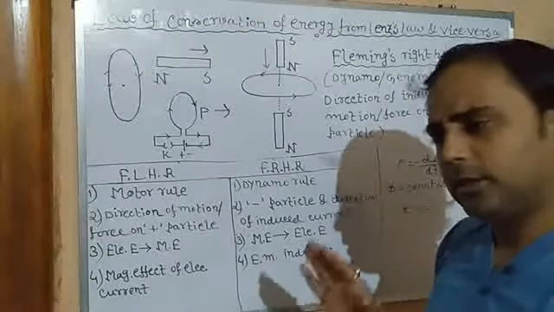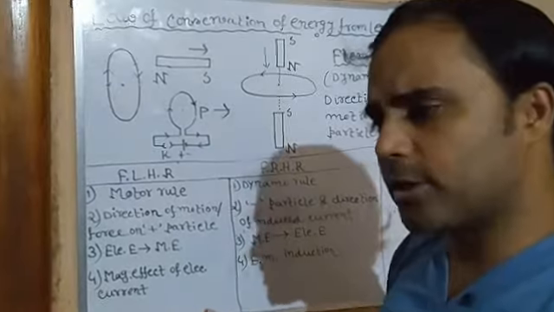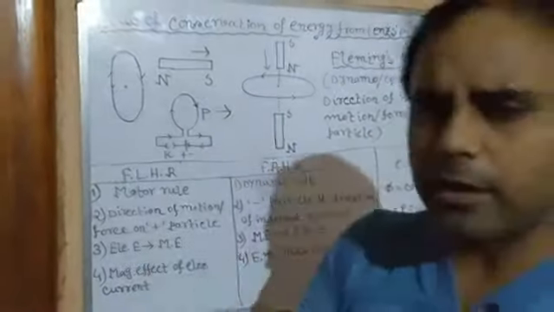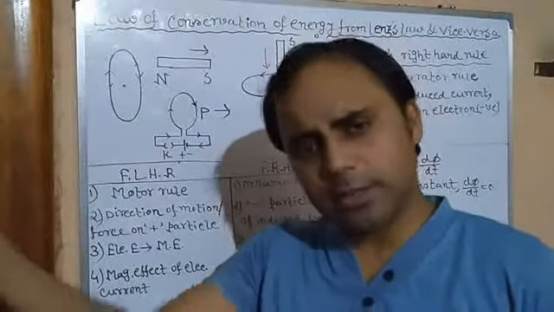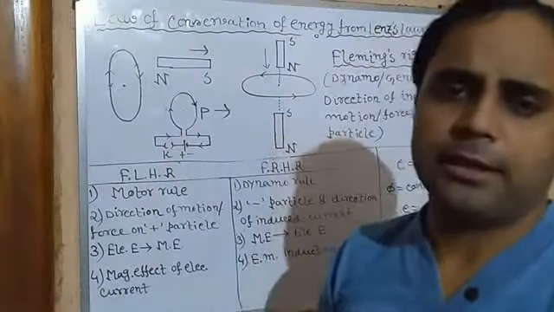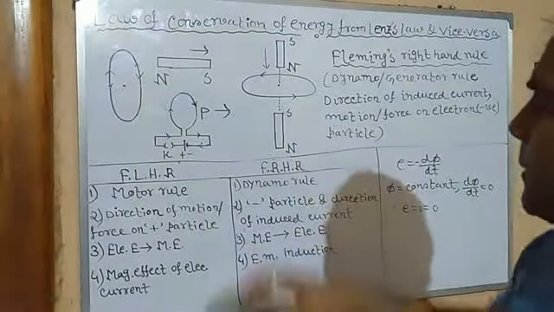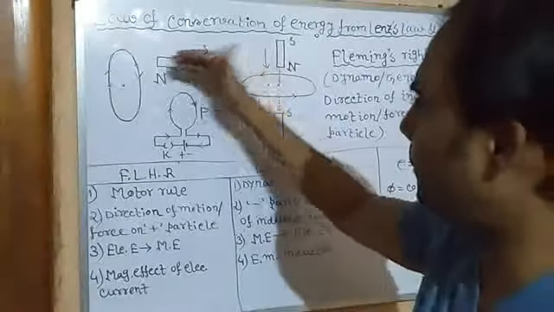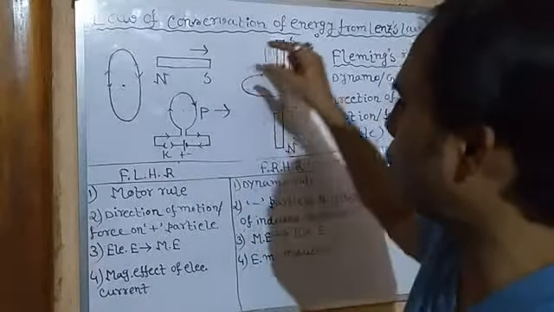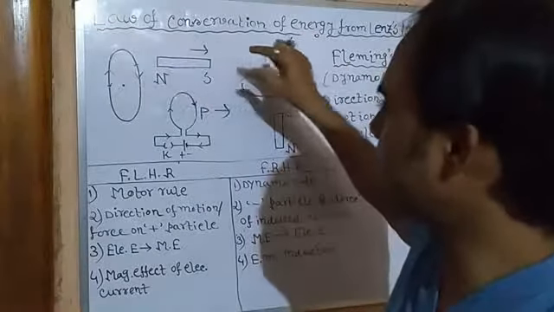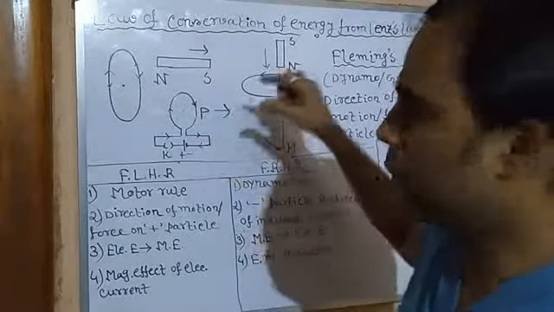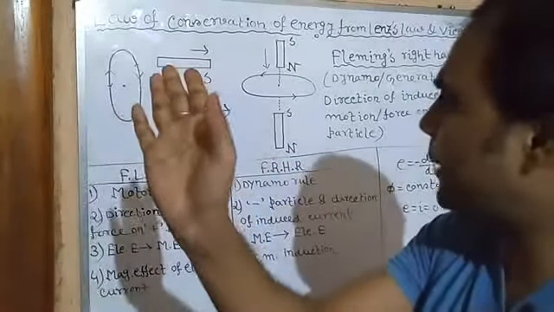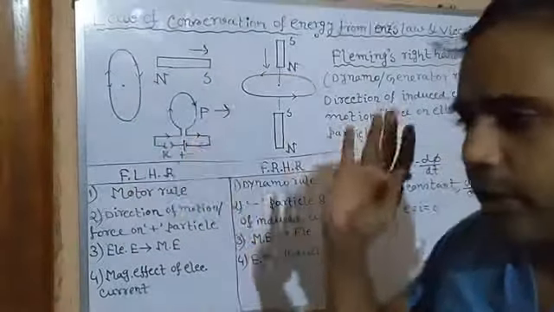Lenz's law states that the direction of the induced current opposes the reason of its creation. Now momentarily, let us assume that instead of opposing, it allows the reason of its creation. So it means in the first case, instead of repelling, when it is brought closer, suppose we bring the magnet closer to the coil, let us assume instead of opposing it supports, it means instead of repelling it is attracting.